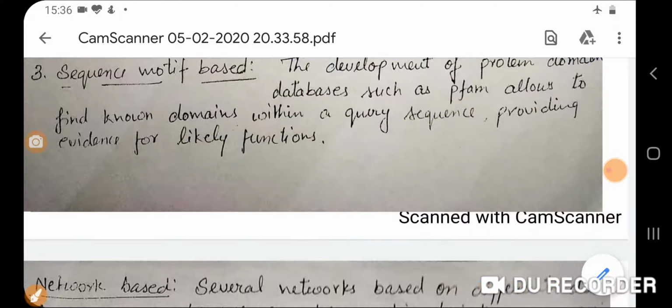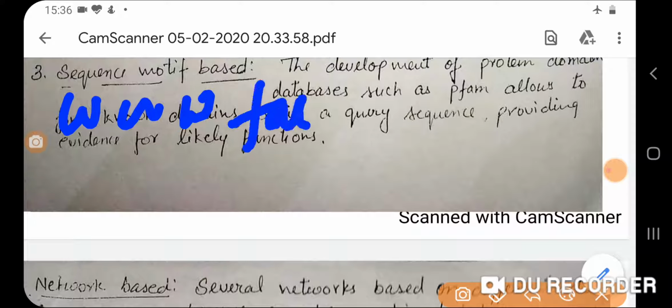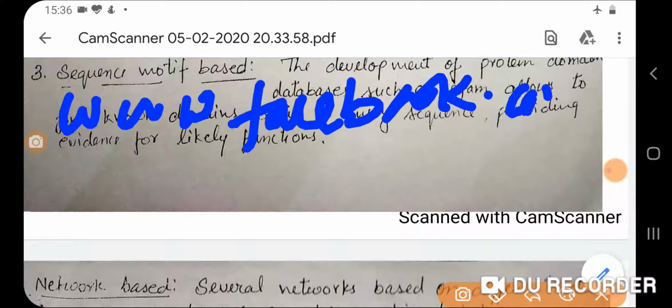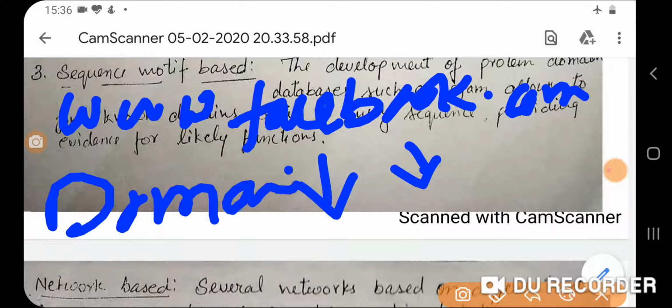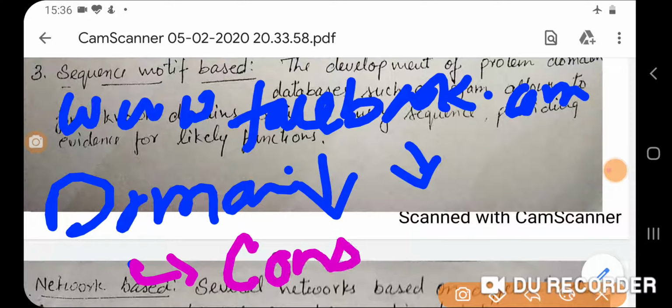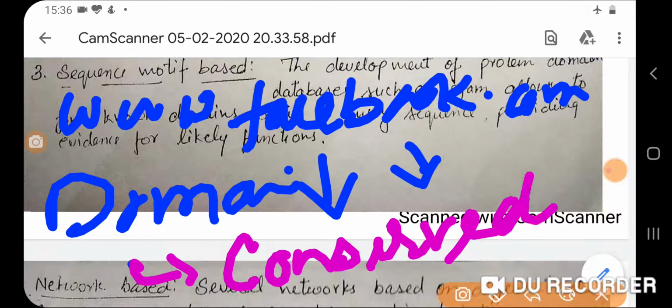For more explanation, when you go to Facebook, you type in your browser www.facebook.com. Whenever you type this, it will open the same site. It will not open the college website or some other study material, Google or whatever. It will always open Facebook. So it is a domain. A domain is a conserved part.